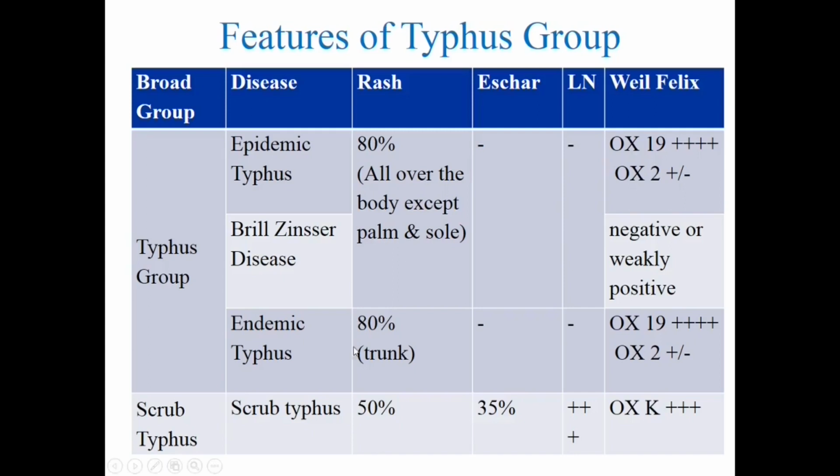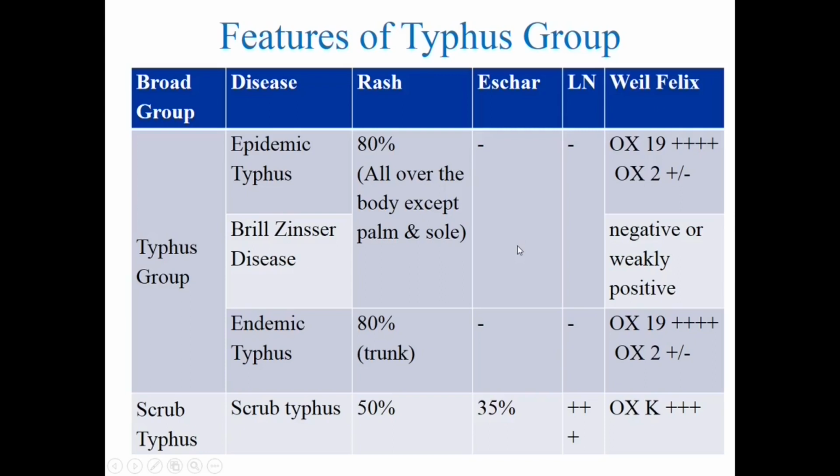Rash is seen in both endemic and epidemic typhus as well as in scrub typhus, but it is more in the epidemic and endemic typhus. In epidemic typhus, you will see the rash all over the body except the palms and soles. Here you will see it mainly in the trunk.